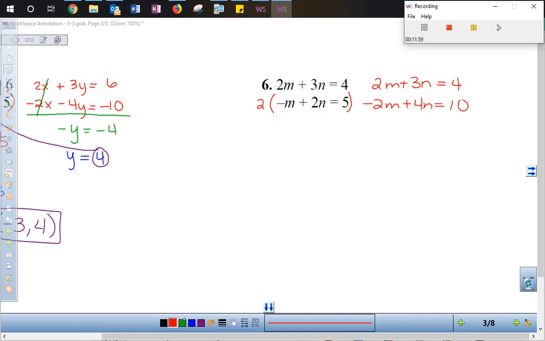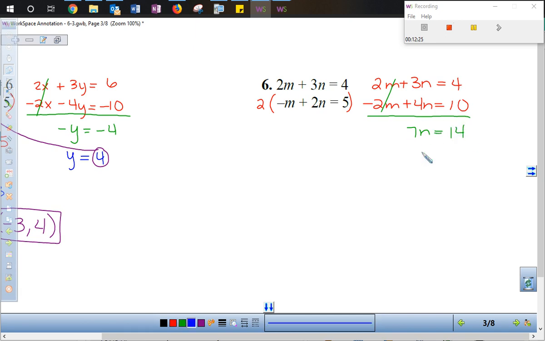So when you distribute, your top equation is definitely going to stay the same, 2m plus 3n equals 4. But distributing that 2 in the bottom equation, we're going to get negative 2m plus 4n equals 10. Now when I add the two equations together, let's see what we get. 2m and negative 2m cancel out. 3n and 4n give me 7n. And then 4 plus 10 gives me 14.